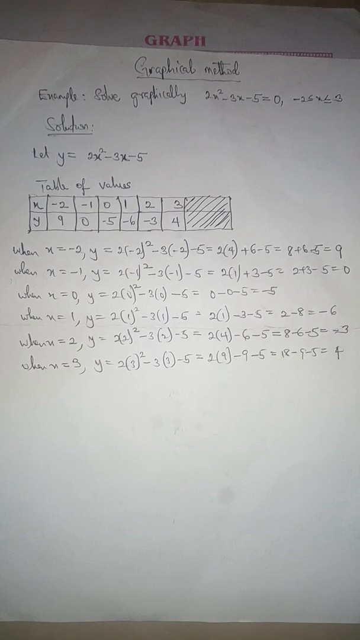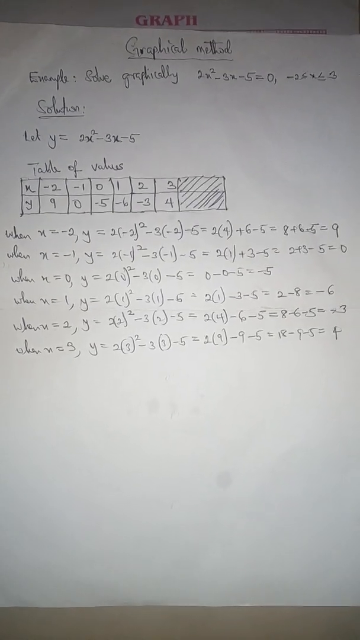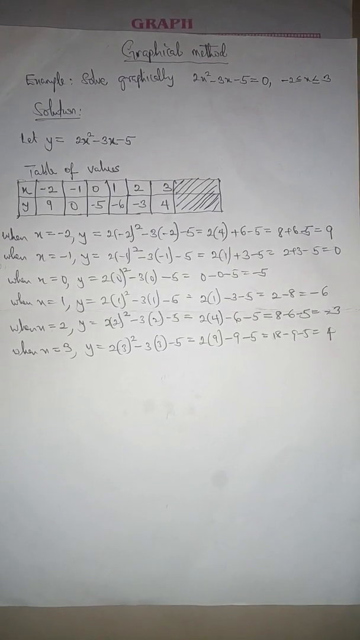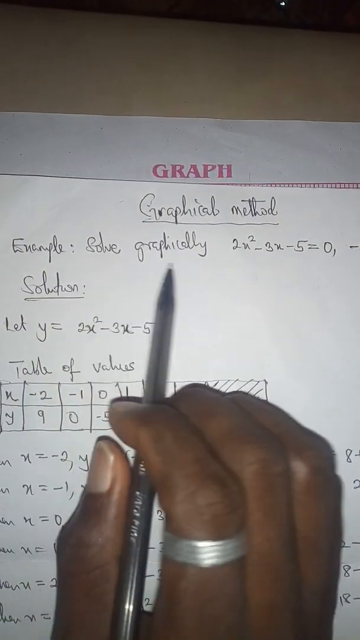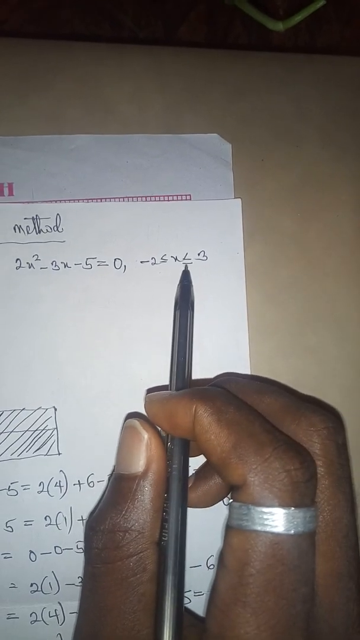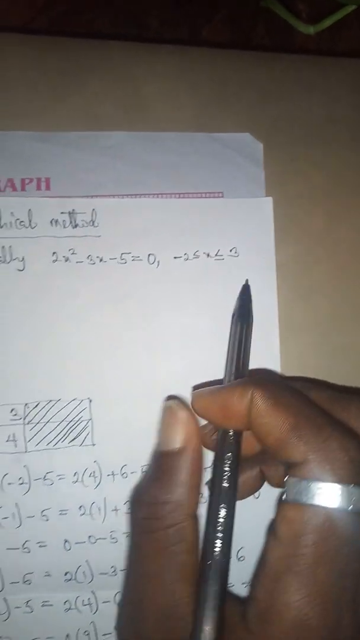Yes, in this video, we are going to look at the graphical method of solving quadratic equations. As we can see, we have an example. We would like to solve graphically 2x squared minus 3x minus 5 equals 0, given the range of values of x from minus 2 less than or equal to x less than or equal to 3. Now the solution goes thus.